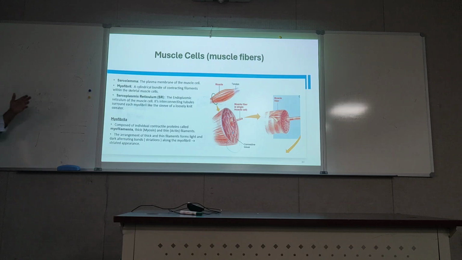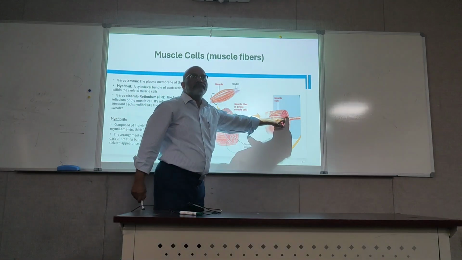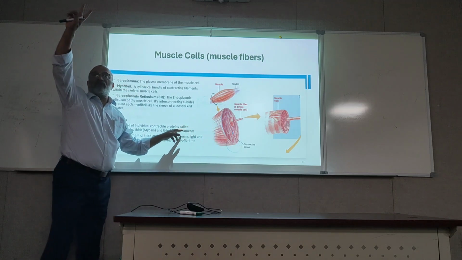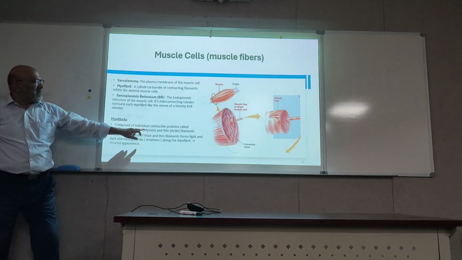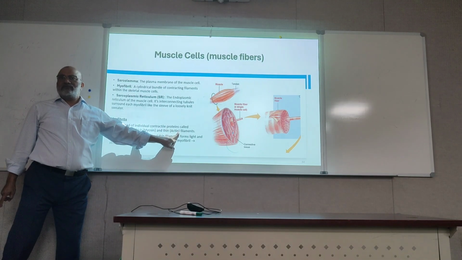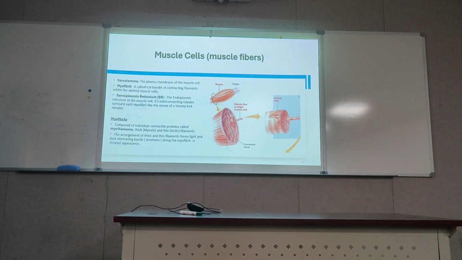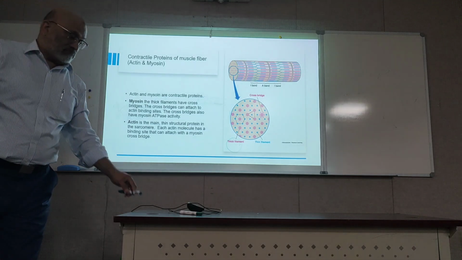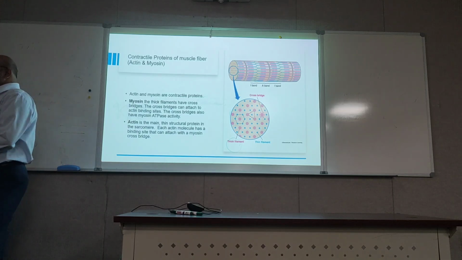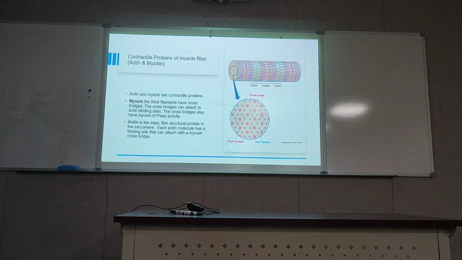So myofibrils are the individual smallest unit of the muscle. They are made up of two types of proteins. One is called thick filament or myosin, and the other is called thin filament or actin. Don't worry, the breakdown is on the next slides. How many types of contractile protein? Now the topic is contractile protein. What is contractile? Which can contract. What is contract?